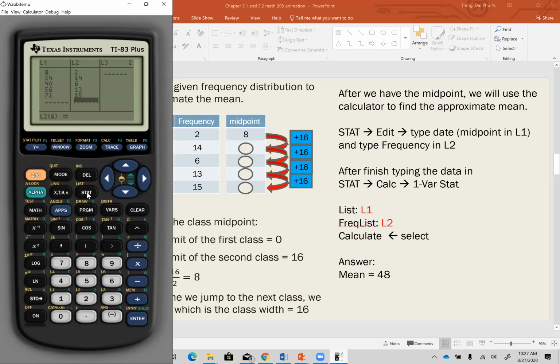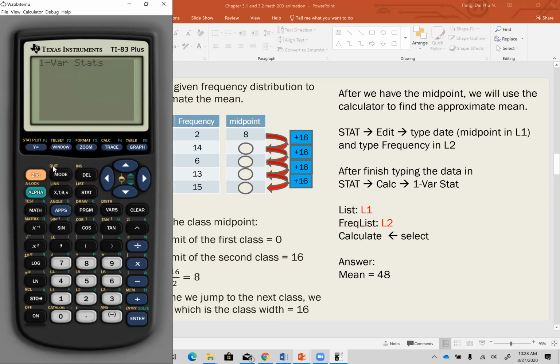Once you type in your data, you hit stat one more time, and you tell your calculator to calculate this. This is the window that you will see, with the prompt: you have list. Make sure in list is L1. Your frequency, you have to type in L2 and then calculate. How do you type in L2? You hit second, number 2.